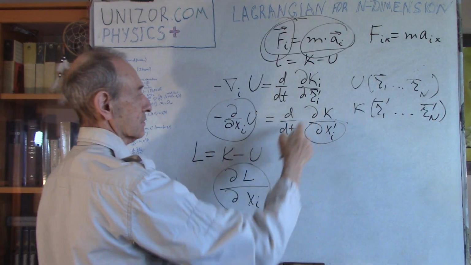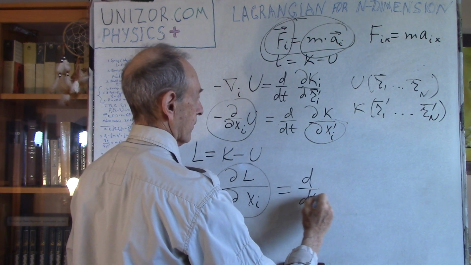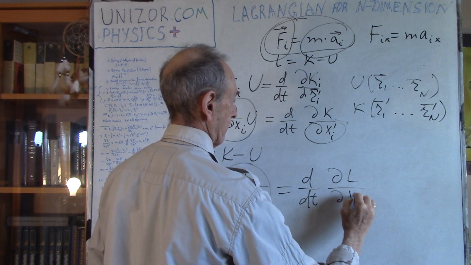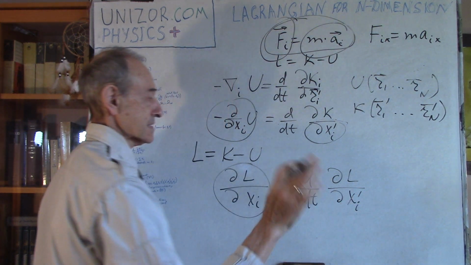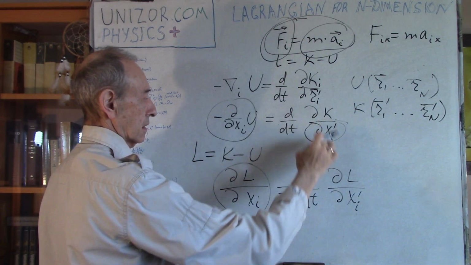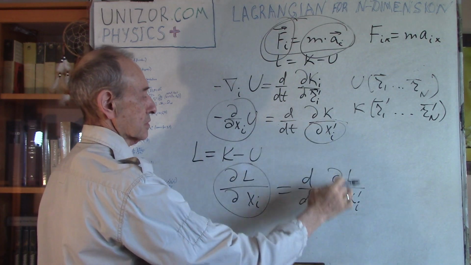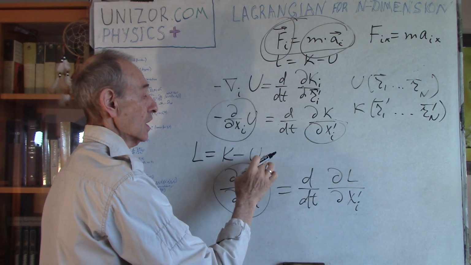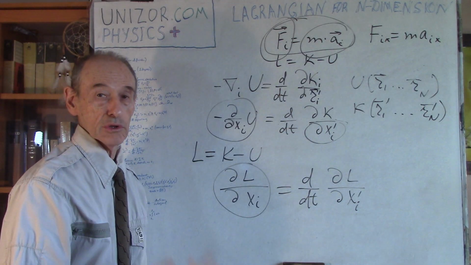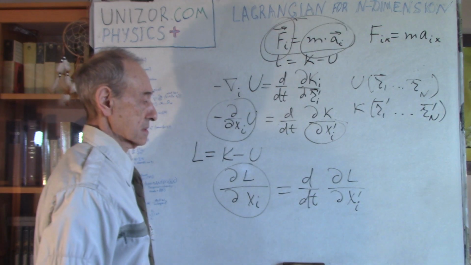Now, what if instead of K, I put again L? Same thing. Since my L is equal to K minus U, differentiation by K would be the same, and differentiation of U does not matter, because potential does not depend on the velocity. Potential depends only on positions. So there is no dependency on this.